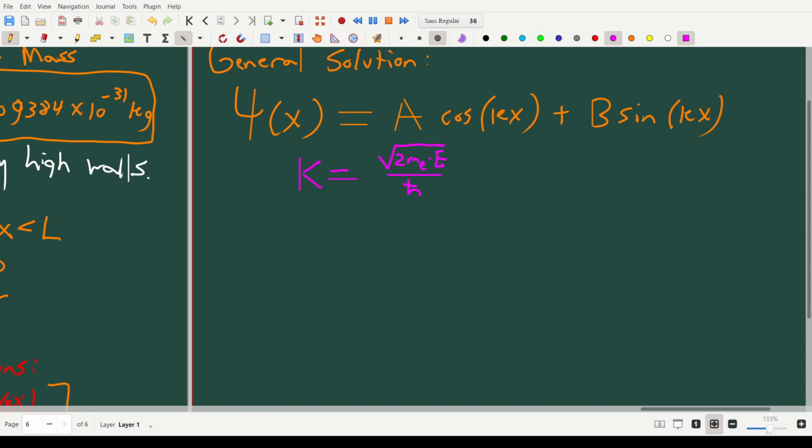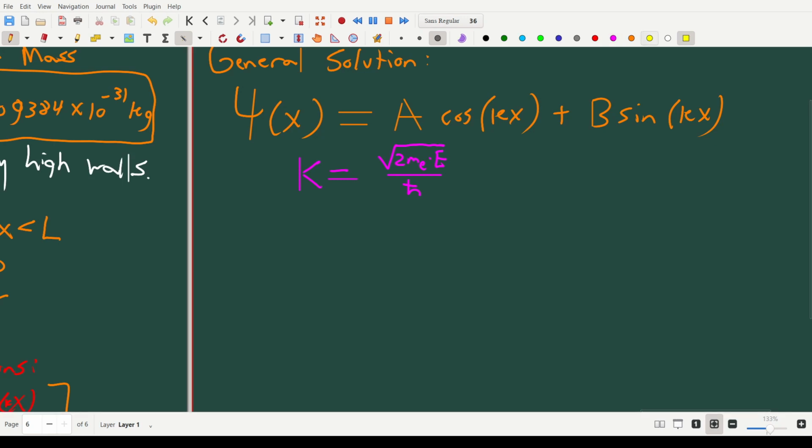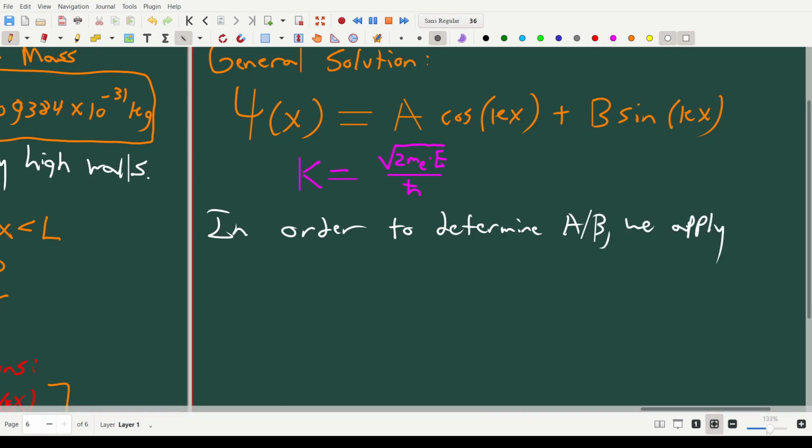Now here's the problem. I don't know what B and A are yet. Okay? We've just solved this very generically. So we need to figure out what A and B are. This is a classic example of differential equations. When you solve a differential equation, you get a nice solution, but then you have to apply the boundary conditions of your problem to get the right solution, right? We have to apply this to our box. So in order to determine A and B, we apply the boundaries of our box.